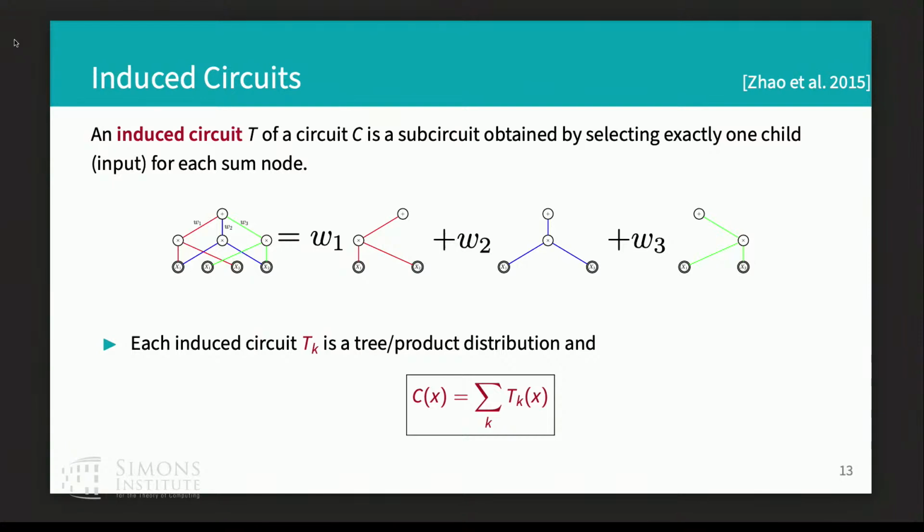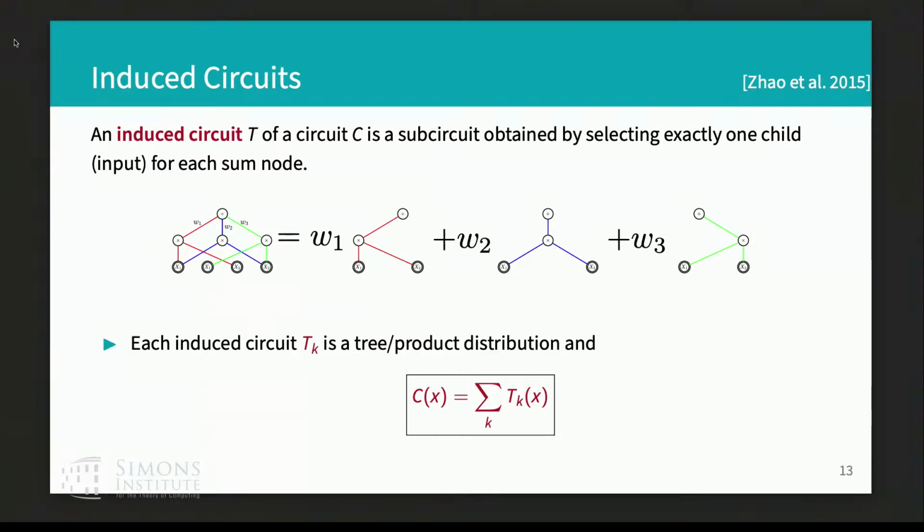Right. So what we did was just the obvious thing: to generalize that to sum-product networks with Gaussian leaves. And the idea is to use these induced circuits. An induced circuit is just a decomposition of the circuit, such that you can write the distribution as a mixture model of these decompositions, right?